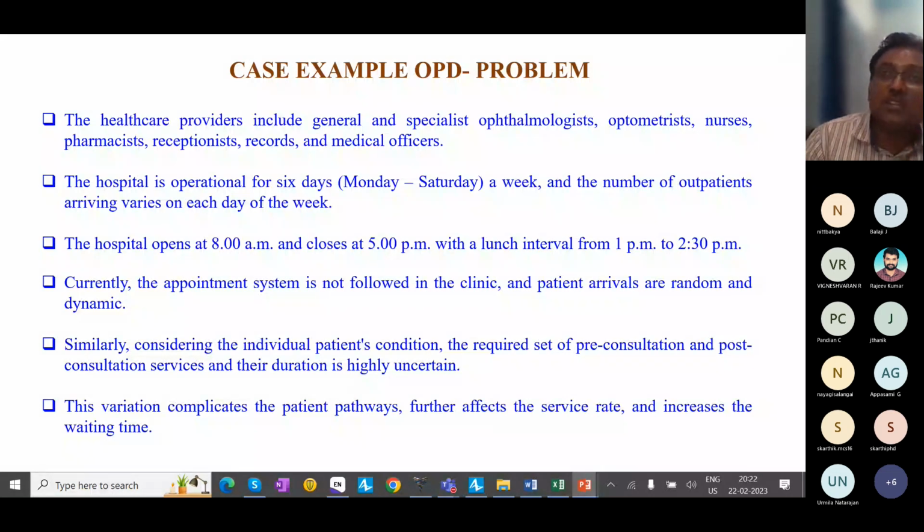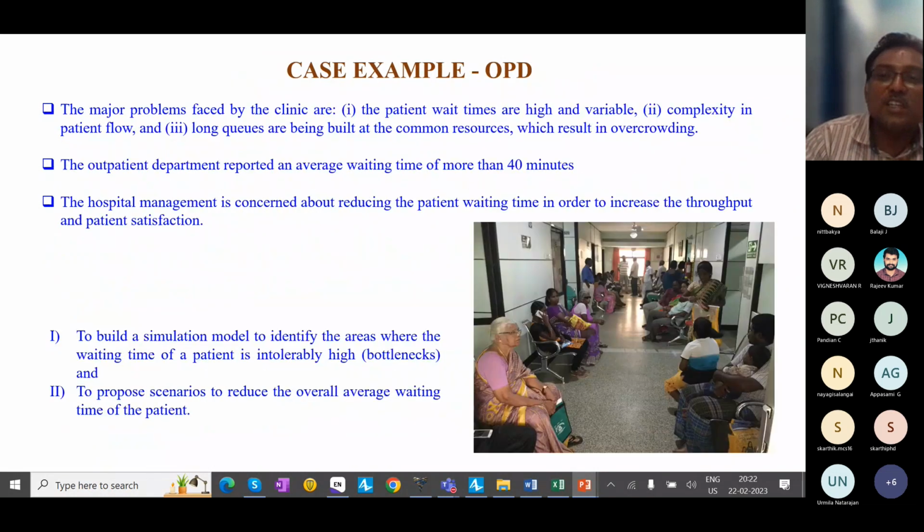Again, service time is also uncertain, because of arrival and the complexity of the disease. The patient pathway, the path he has to follow, the stations he has to visit, that is uncertain. Service time is also uncertain. That's the reason why you have a queue here. This is a queue in that hospital on the first floor on a peak day, you see here. The major problem faced by the clinic is the waiting time, which is high and variable. At present, the waiting time was 40 minutes.